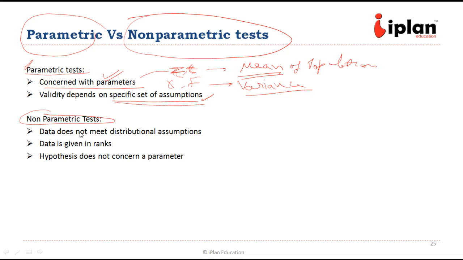But if we talk about non-parametric tests, the data does not need to meet any distributional assumptions. We do not need to assume that the data should follow one particular type of distribution. In those cases, we use non-parametric tests, where the condition of normality or other particular distribution is not met. In these cases, the data is given in terms of ranks instead of values, and even the hypothesis does not involve a parameter, unlike the parametric tests. That is why they are called non-parametric tests.